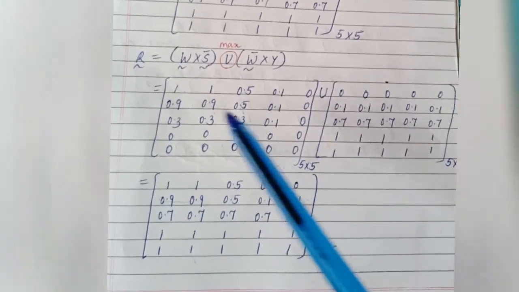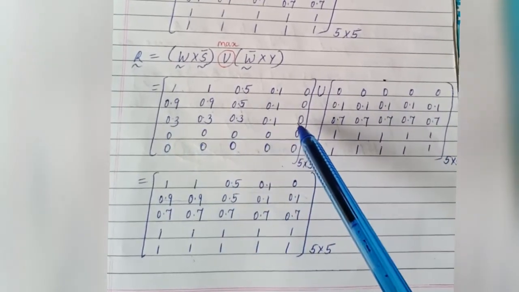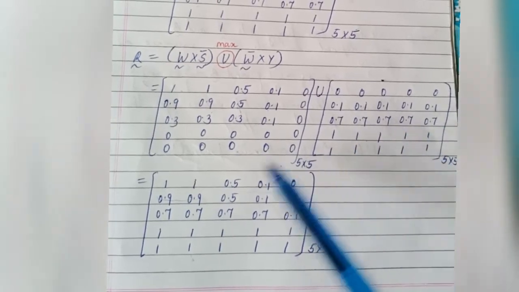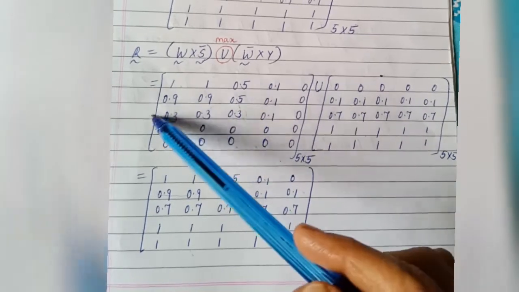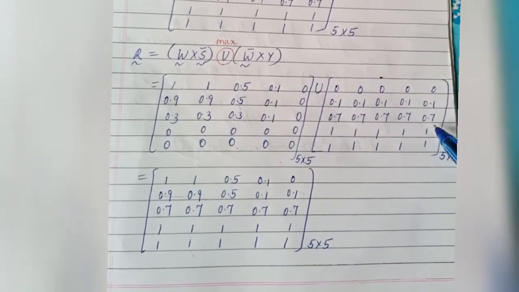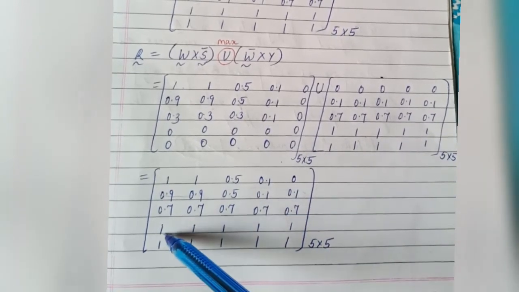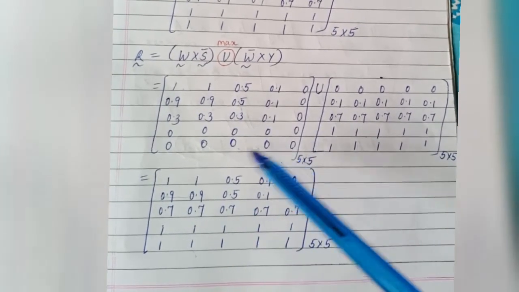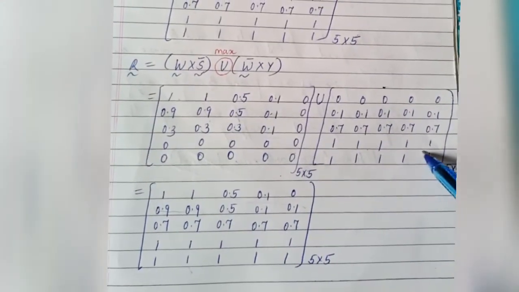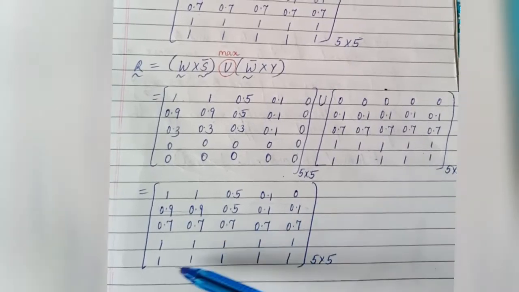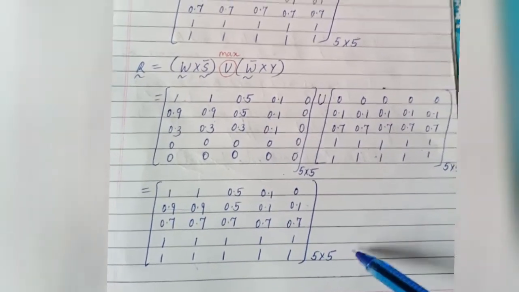Now for the third row, select the third row of this matrix and the third row of this matrix. Compare and select max. Max will be 0.7. Write 0.7 over here. Next for the fourth row, compare 0 with all these 1 elements. After comparing, max is 1. Write max 1, all elements over here. Now for the last row, compare the last row of this matrix and the last row of this matrix. Compare and select max. Max is 1, 1, 1. So this is the final R relation matrix of size 5 into 5.